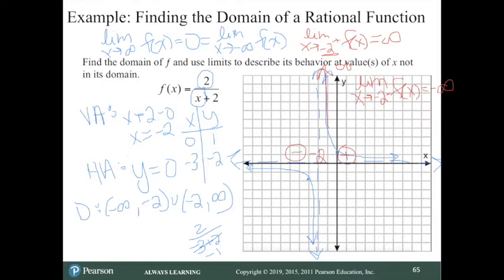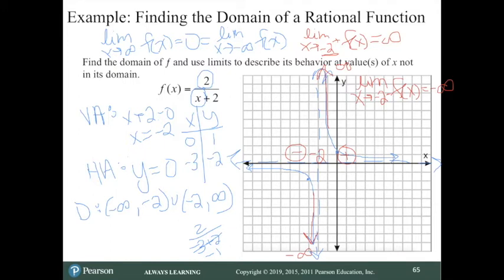Okay, so that means that as my function approaches -2 from the left-hand side, my x values are getting closer and closer to -2. My y values are going down. We'll see more examples of these types of limits.